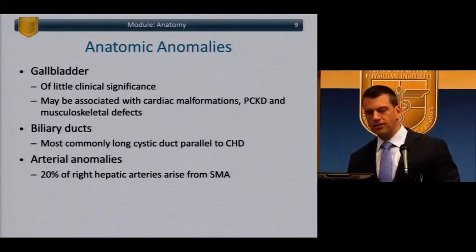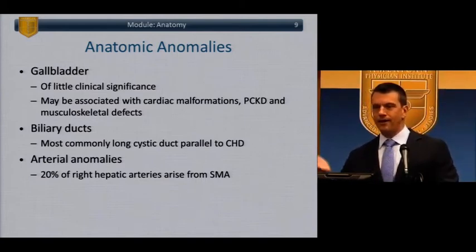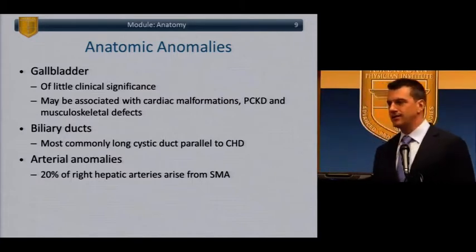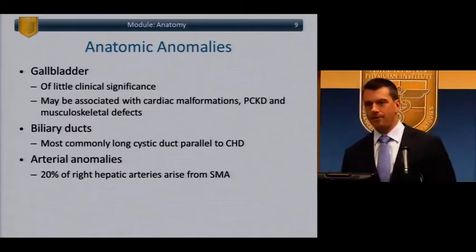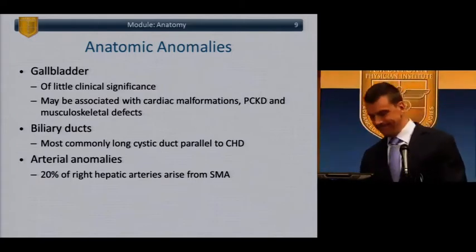There are also arterial anomalies. 20% of right hepatic arteries arise from the SMA. The right hepatic can be very close to the gallbladder fossa and can be exposed there. So this is, again, another area of concern, to avoid getting into the right hepatic artery or having unwanted bleeding.